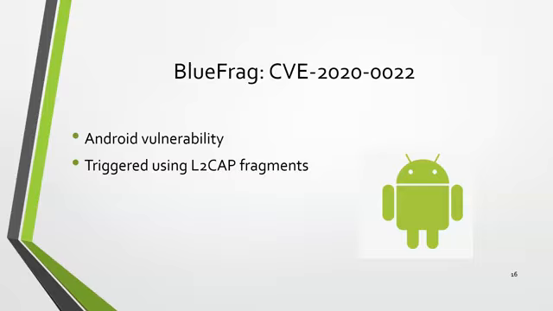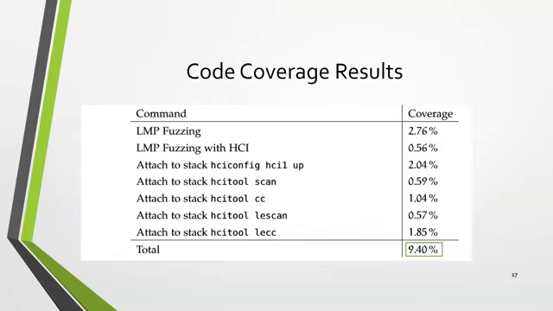So now that we've covered the vulnerabilities discovered using Frankenstein, let's dig into the code coverage results of fuzzing. As mentioned earlier in the presentation, one of the goals of fuzzing in Frankenstein is to maximize code coverage to uncover hidden bugs in the Bluetooth firmware. This table breaks down how different fuzzing methods contributed to overall code coverage.